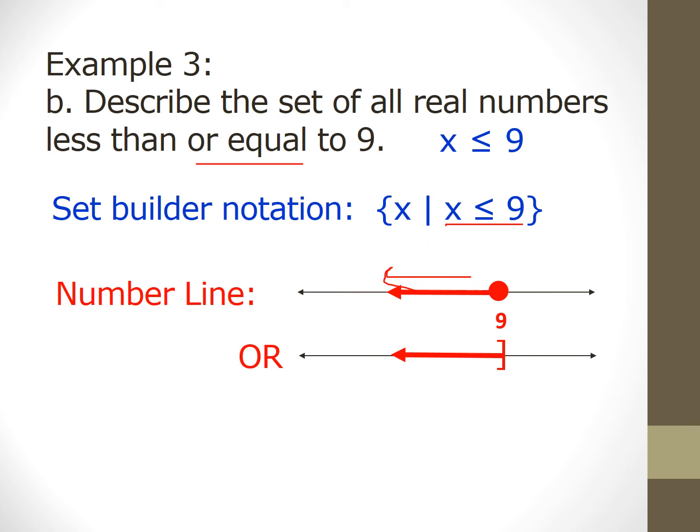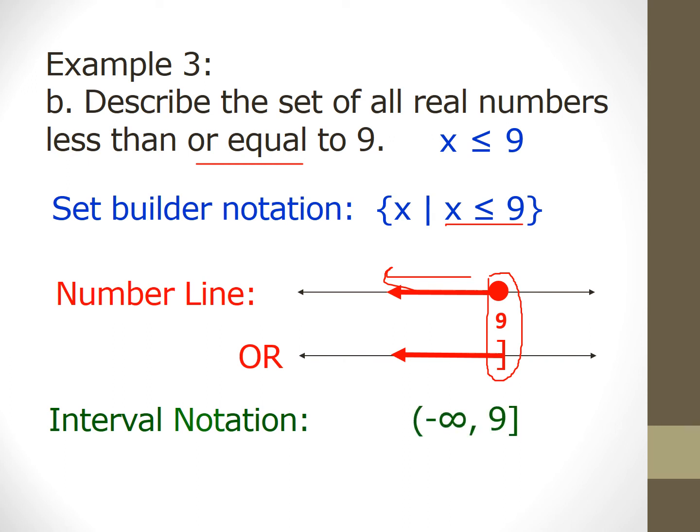The difference here is that when we graph it on a number line, we either enclose the dot at 9 or we use a square bracket at 9. Both of these imply that you are also including the value of 9. When we write this in interval notation, then we want to reflect that, and so we write it this way. And I'll bet you can imagine why we write it this way.